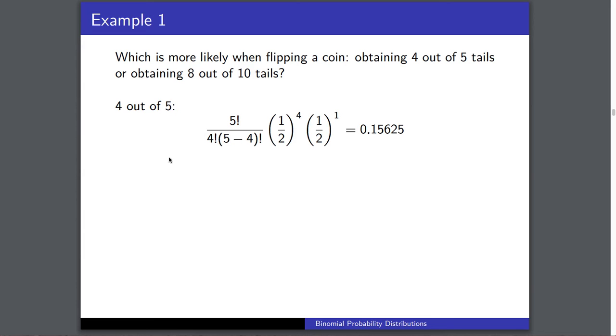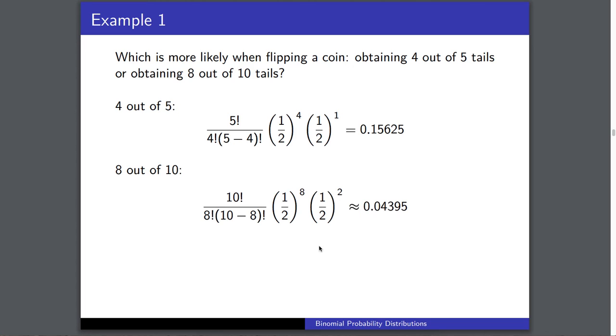So now let's see if the 8 out of 10 gives us the same answer. For 8 out of 10, it's going to be 10 factorial over 8 factorial times 10 minus 8 factorial, and then 1/2 to the 8th times 1/2 to the 2nd. And when we calculate this, we do not get the same probability. So the probability actually goes down.